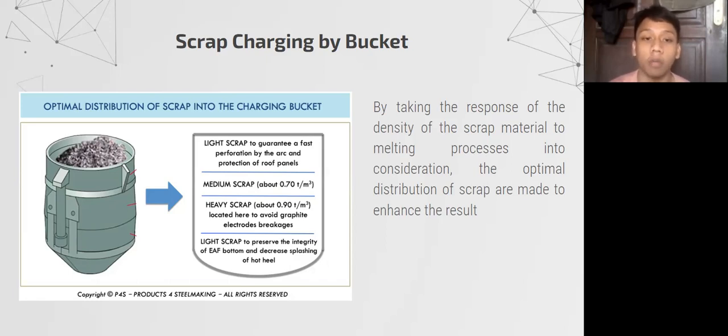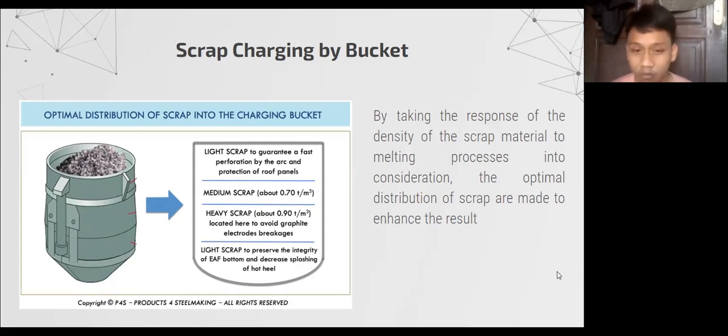In the top, we must place the light scrap so it will melt faster and form liquid steel faster. And the liquid hot steel will transfer heat through convection to the bottom part of the charge. Then below it will be placed medium scrap and heavy scrap.